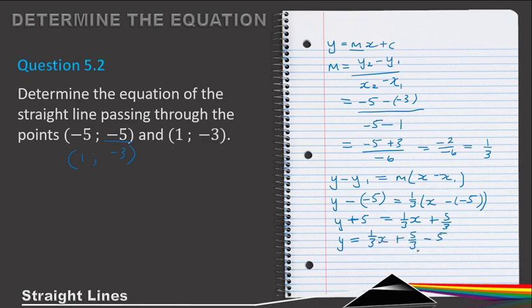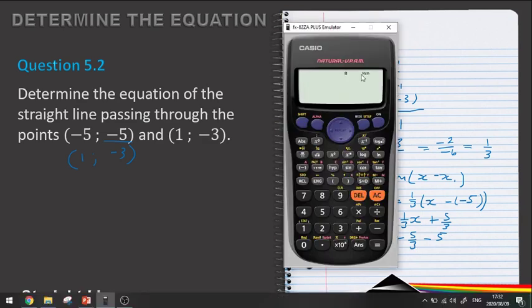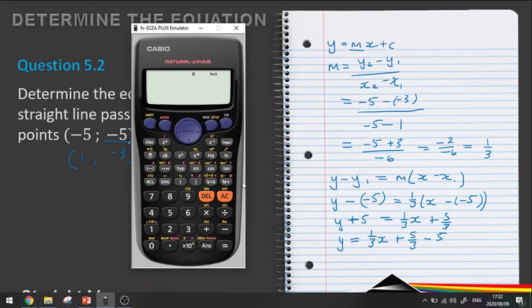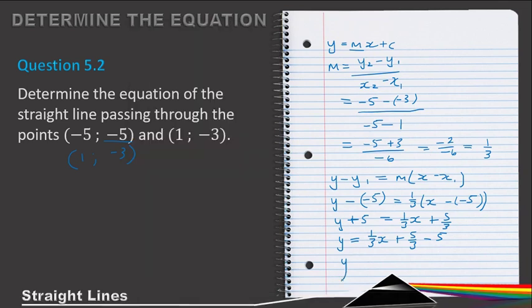And then to simplify that further, or isolate y, we have 1 over 3x plus 5 over 3 minus 5. So let's see what that is equal to. That's 5 over 3 minus 5, which is equal to negative 10 over 3. So y is equal to 1 over 3x minus 10 over 3. Alright, so there's the equation of our straight line.